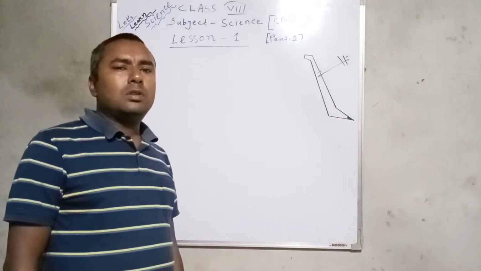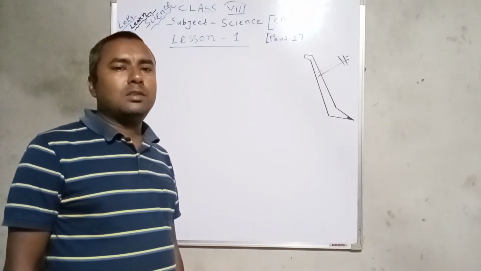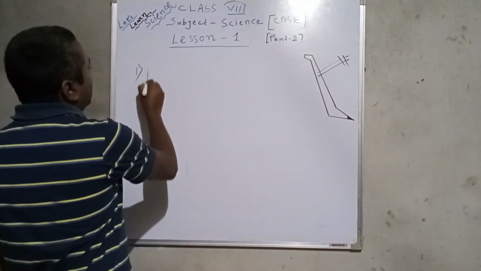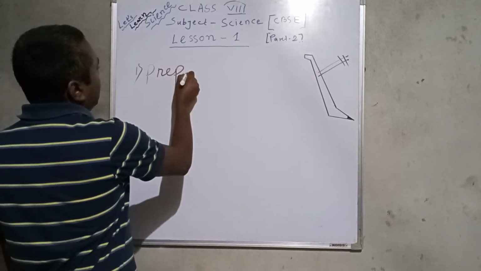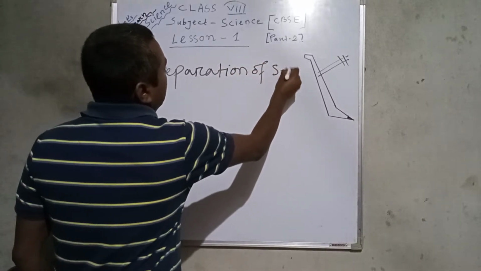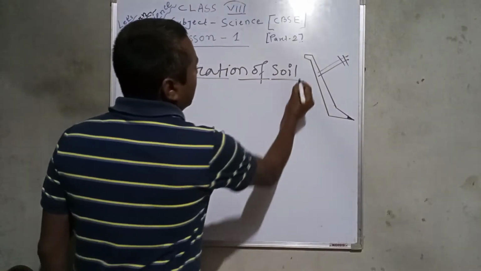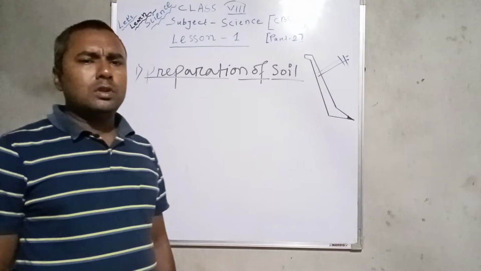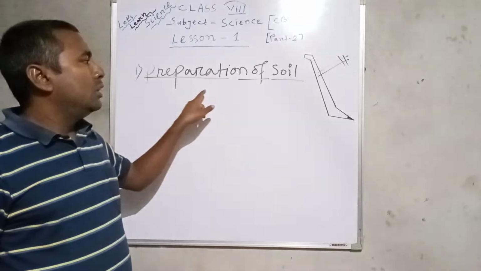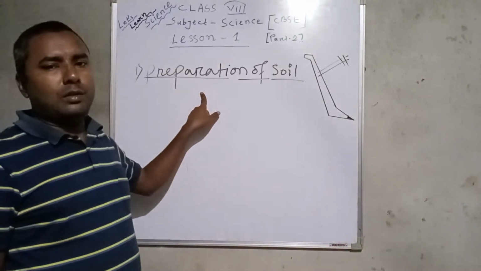We have learned in the last class various agricultural practices. The first one is preparation of soil. It is the very first step in the agricultural practices, and it's very important.